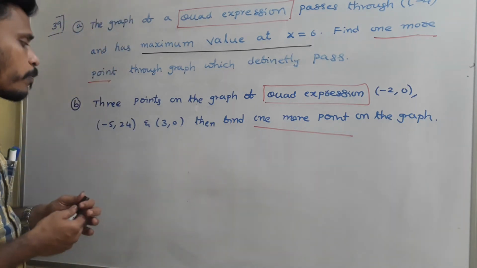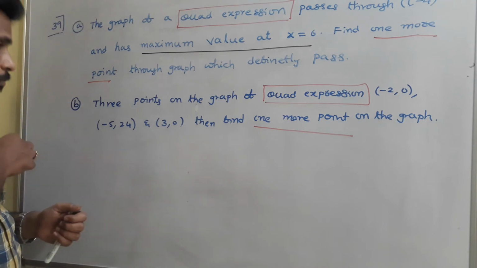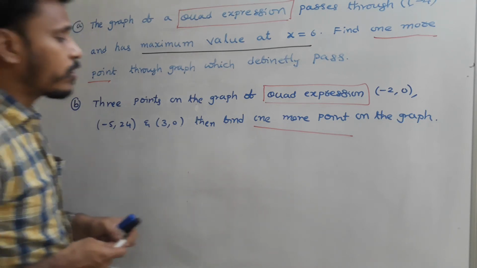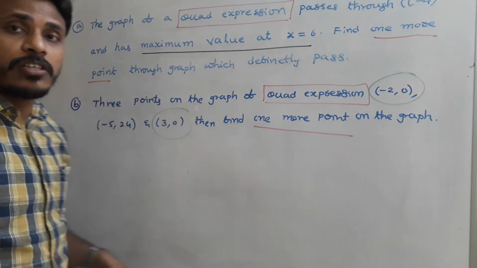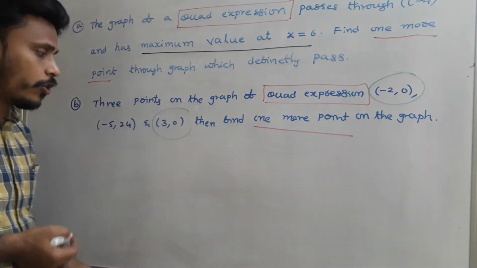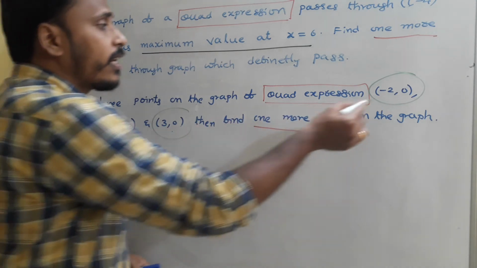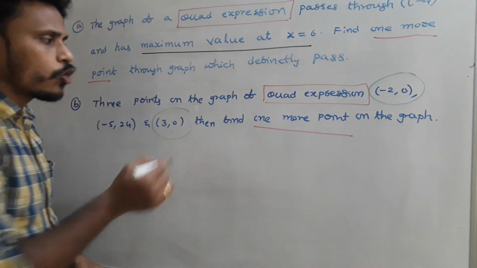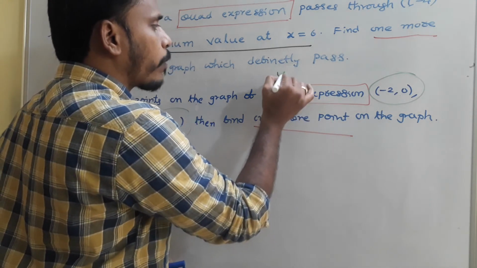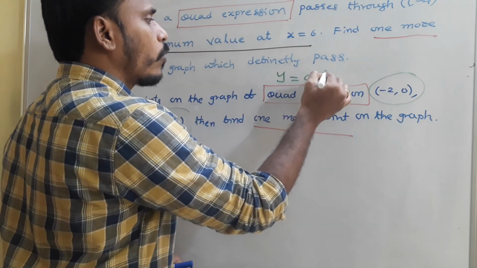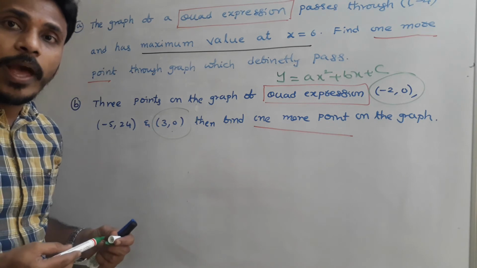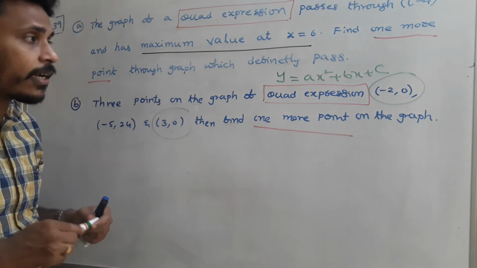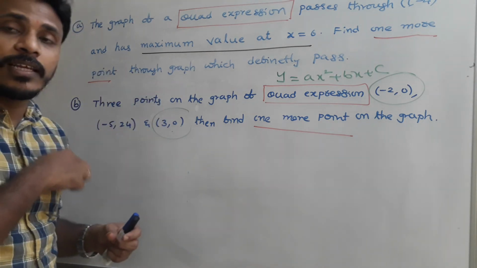See, when you look at the points given, this minus 2 comma 0 is a point where the y value is 0. This 3 comma 0 is another point. Here again the y value is 0. Usually we will consider the quadratic expressions like this: y is equal to ax square plus bx plus c. And since y is equal to 0, this indicates that minus 2 and 3 are what?